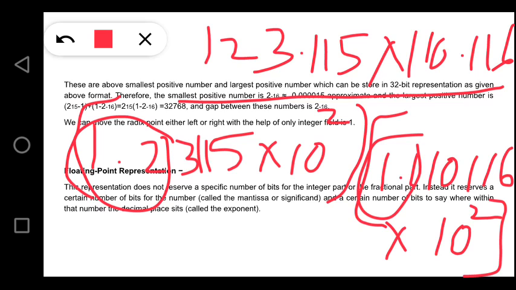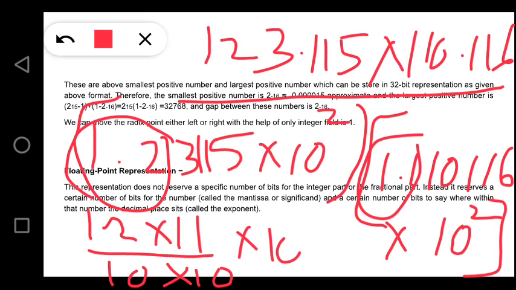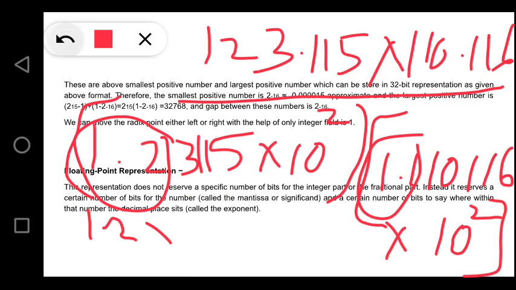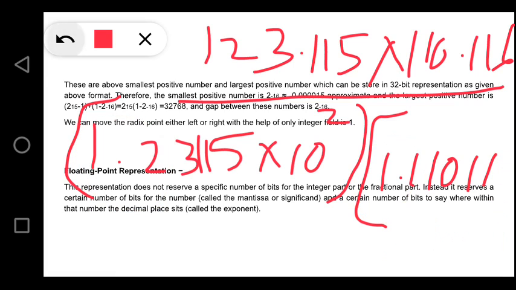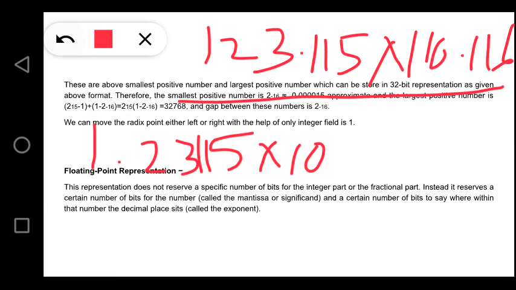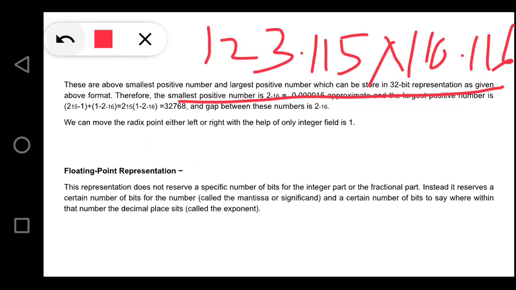So 1.2 multiplied by 1.1, or you can say 12 into 11 by 10 into 10, into 10 power 4. So doing arithmetic is quite complicated in case of fixed point arithmetic. The solution is, if you convert the number into a format which is easy for computation, then the computation would become very easy.